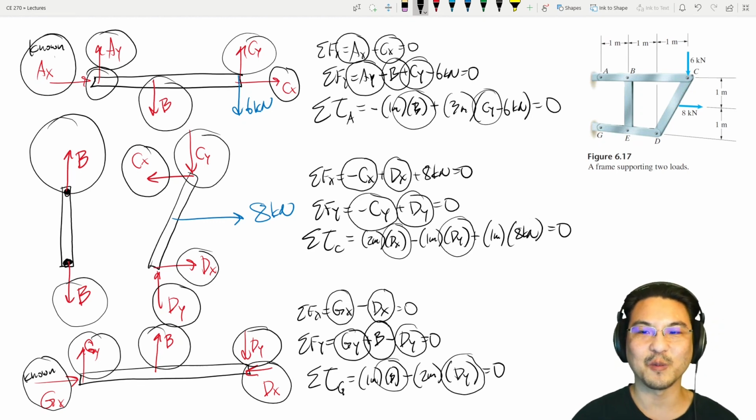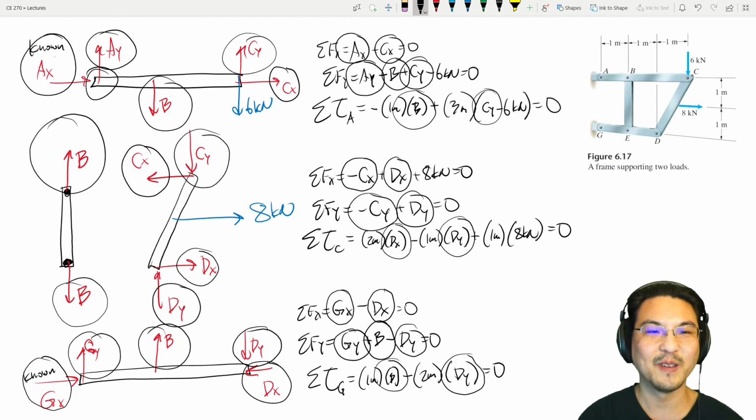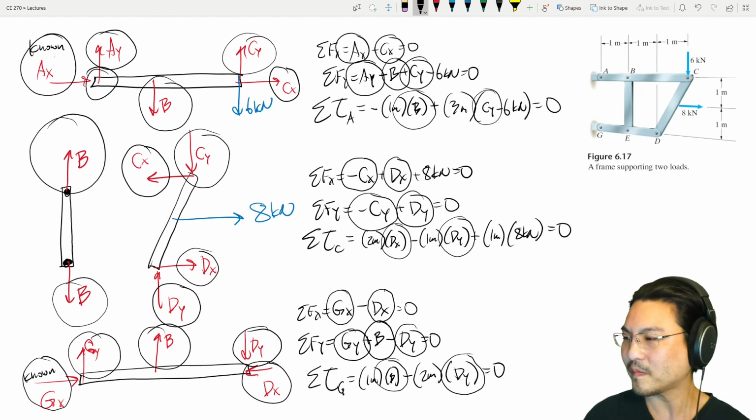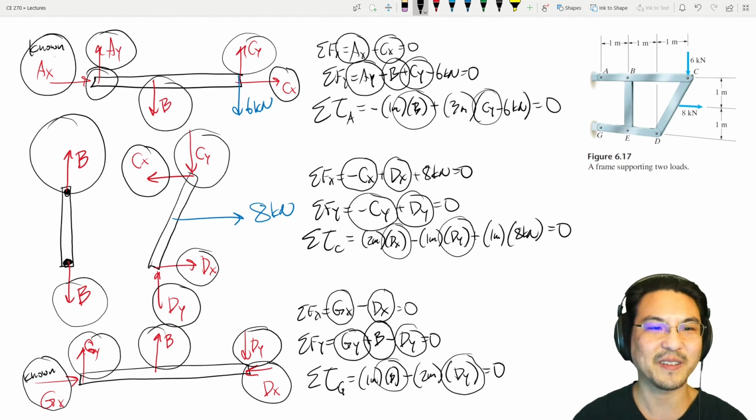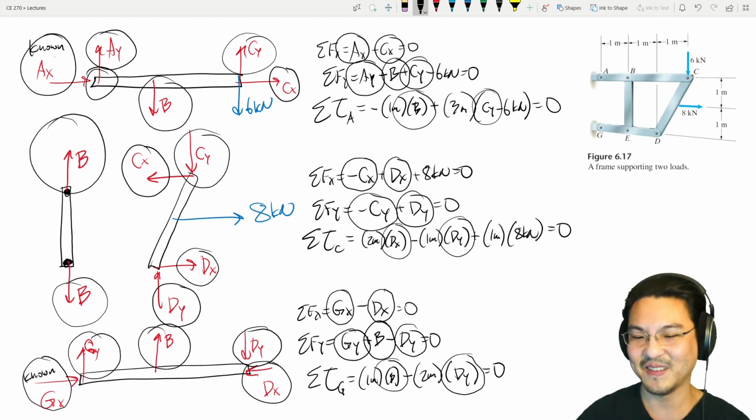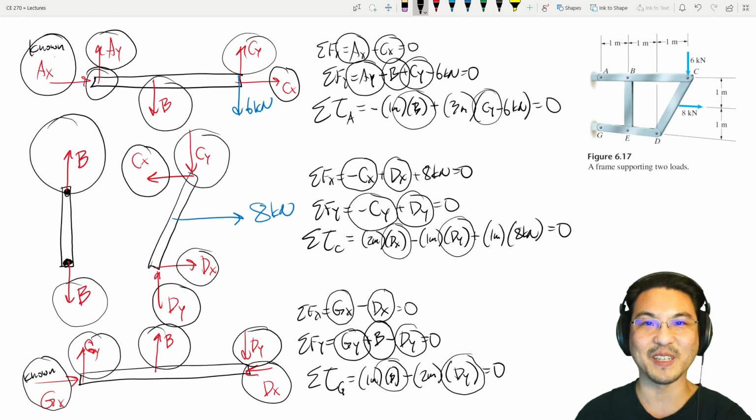We know all the reactions for all the members everywhere. And your numbers will depend on how you draw your free body diagrams. So that is also something to point out. Okay, so just practice this new method, and the more you practice, the better you'll get at all this algebra. Okay, and let me know if you want to see more examples. I can post more videos. So I'll see you on the next one.